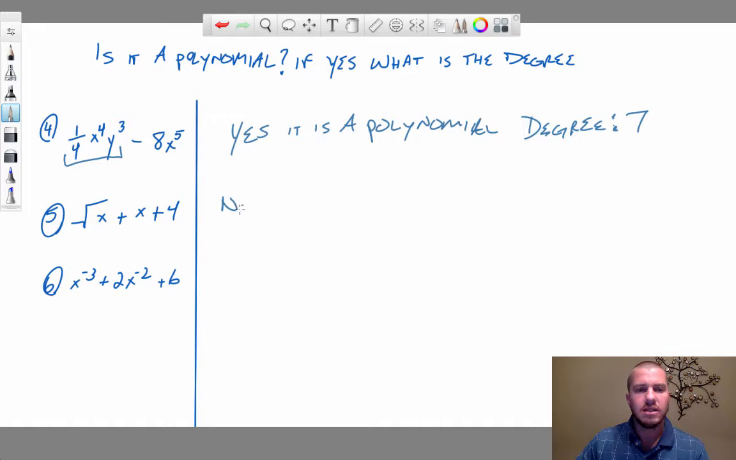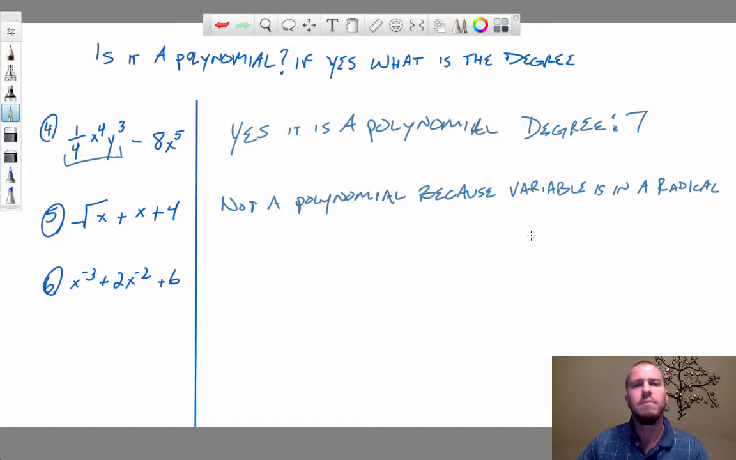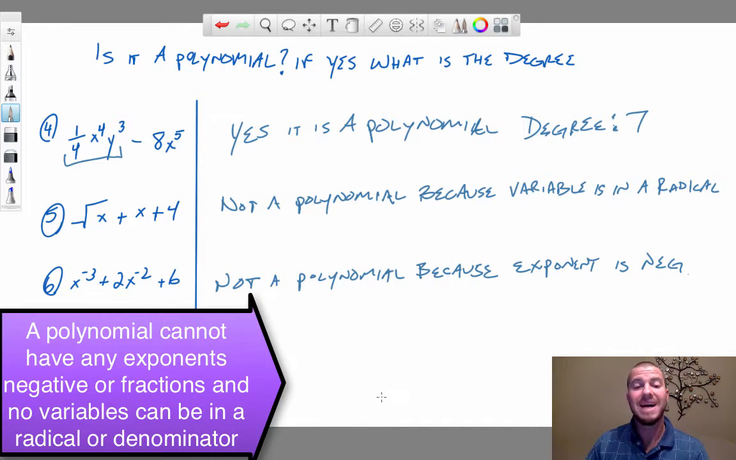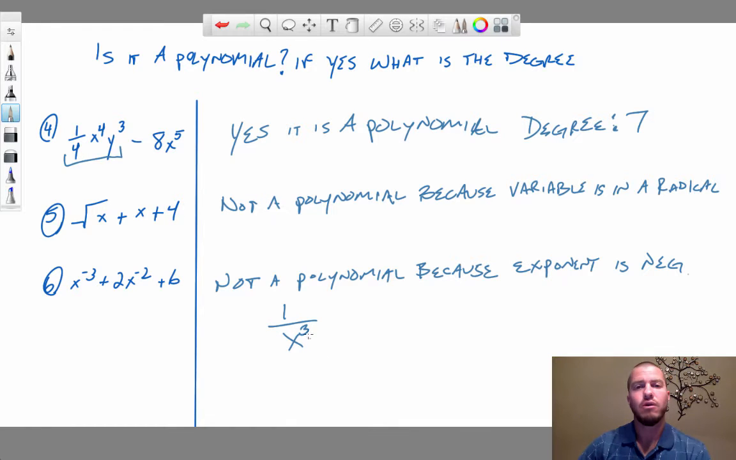This second one is not a polynomial because the variable is in a radical. And this last one is not a polynomial because the exponent is negative. Even if you would change this to 1 over x to the 3rd, if there's ever a variable in the denominator, that's not a polynomial either.